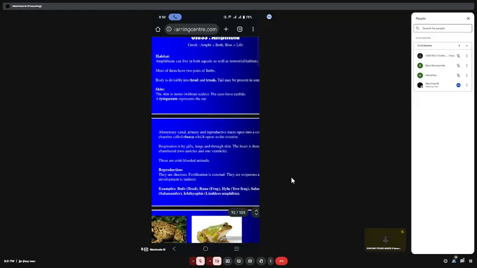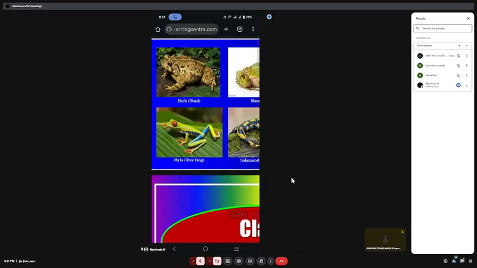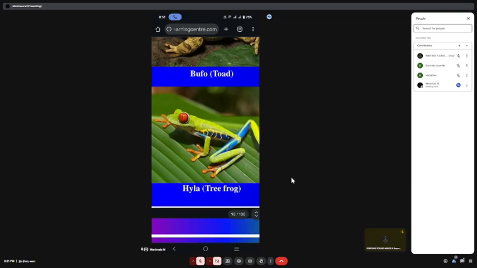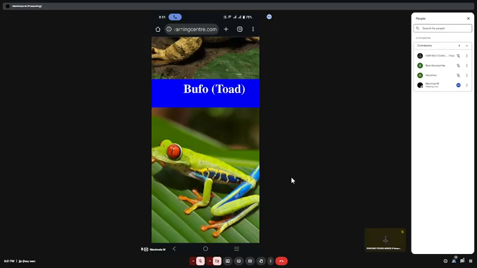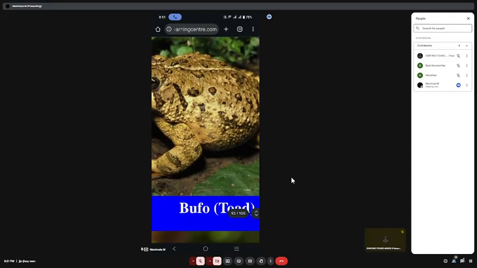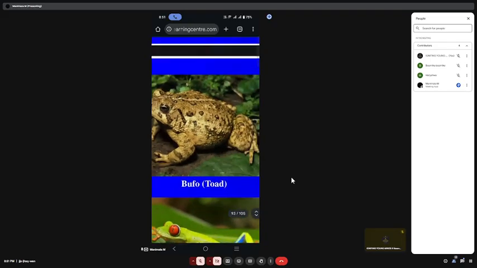And the skin, if you see this animal, is smooth, moist, naked and scaleless. The scales are absent in this organism. The skin is very smooth and moist. In some, like toads, the skin is rough. Also, it is scaleless.